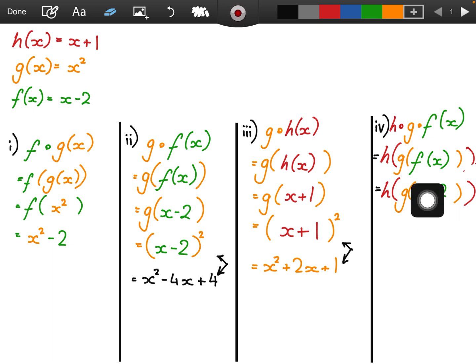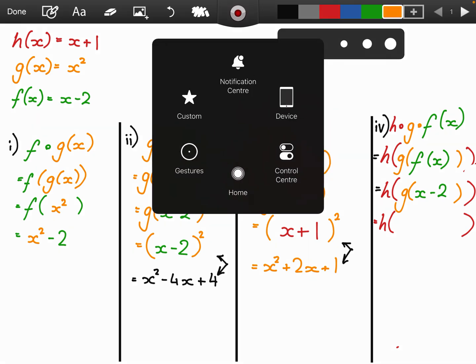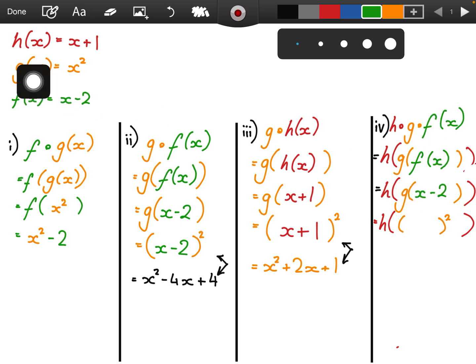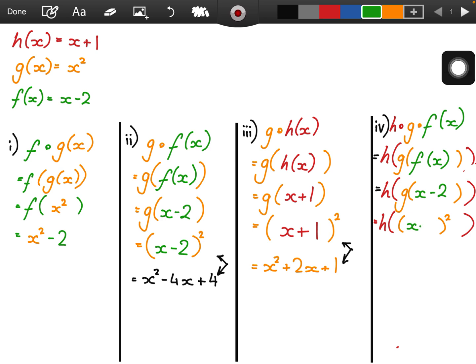The function g said that I had to square the input. Again, I'm not doing anything with h yet. I'm just going to copy it down. And now I am going to apply g. So that means that I'm going to have some input being squared, and my input, it was x, so it was x squared. Now it's x minus 2. So x minus 2 squared.